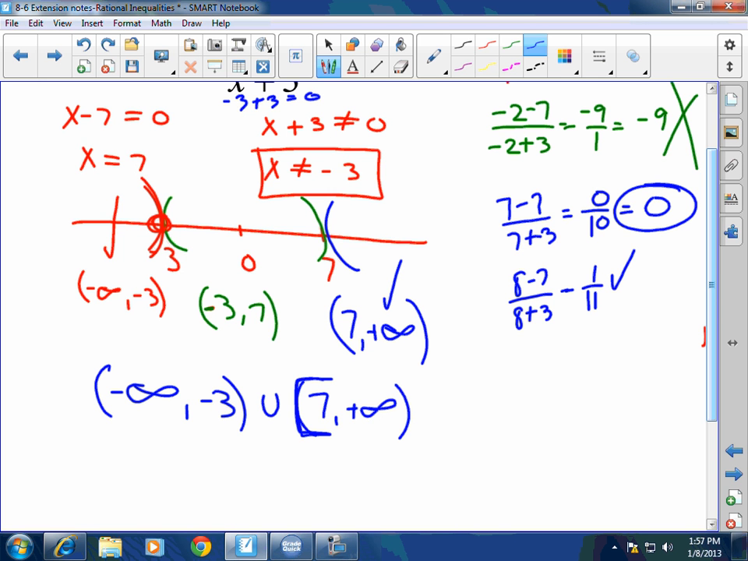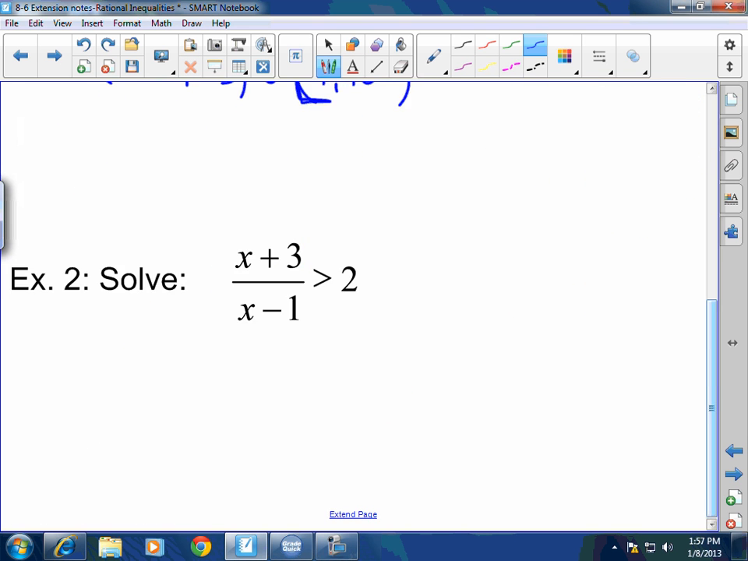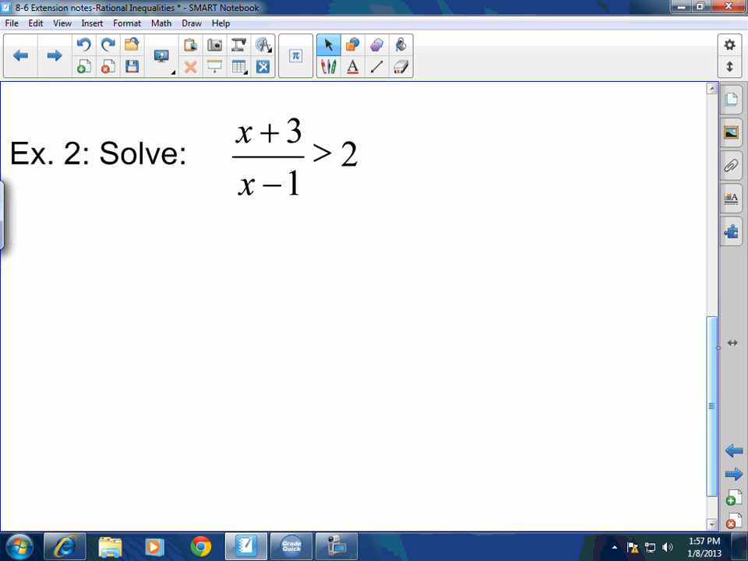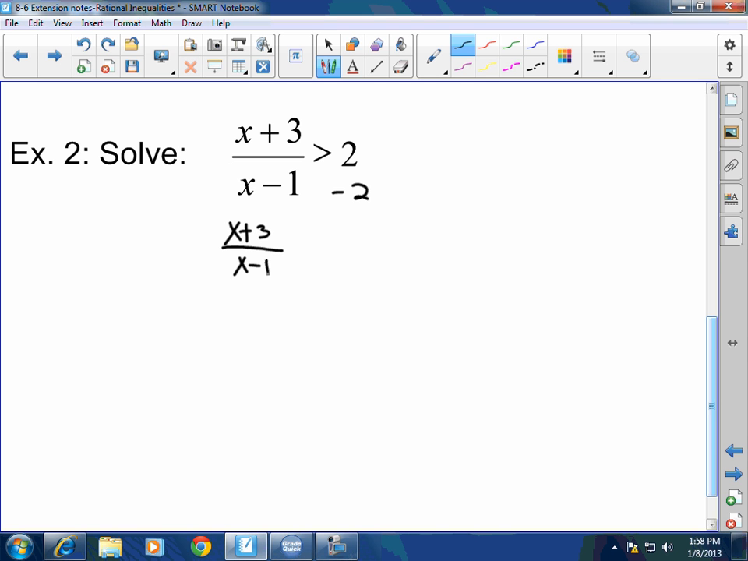Okay, move on. So this is not hard, it's just time-consuming and tricky. Now they're throwing a little bit of a monkey wrench. Right off the bat, this isn't set to 0, but I got to set it to 0. So how can I set this equal to 0? Very good. So I got x plus 3 over x minus 1 minus 2 is greater than 0. Okay?